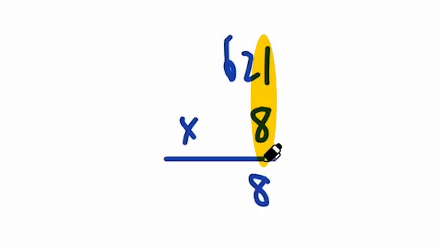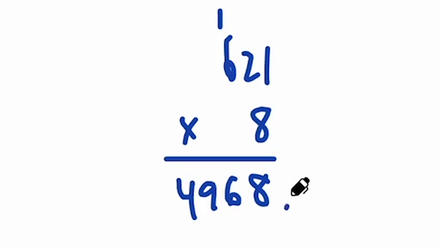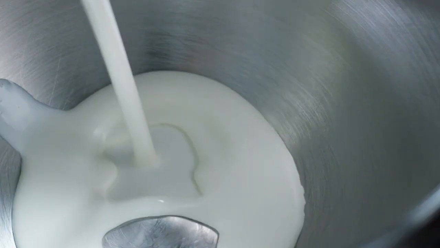8 times 1, that's 8. 8 times 2, that's 16. Carry the 1. 8 times 6, that one's 48. Plus 1 is 49. So what we have here is 4,968 milliliters of pie filling. That's a lot of pie filling.